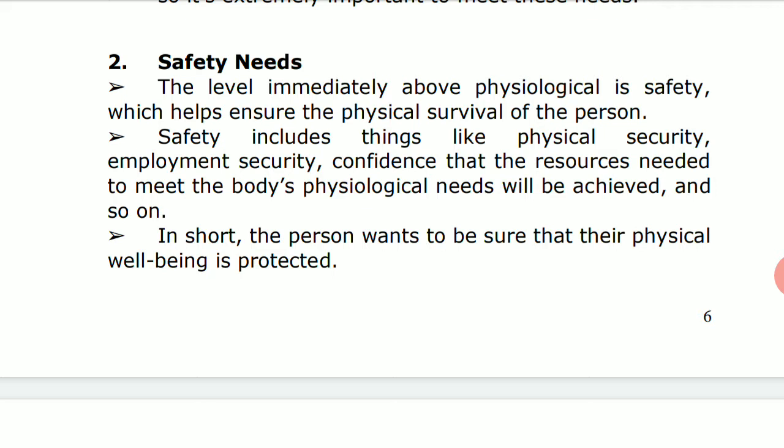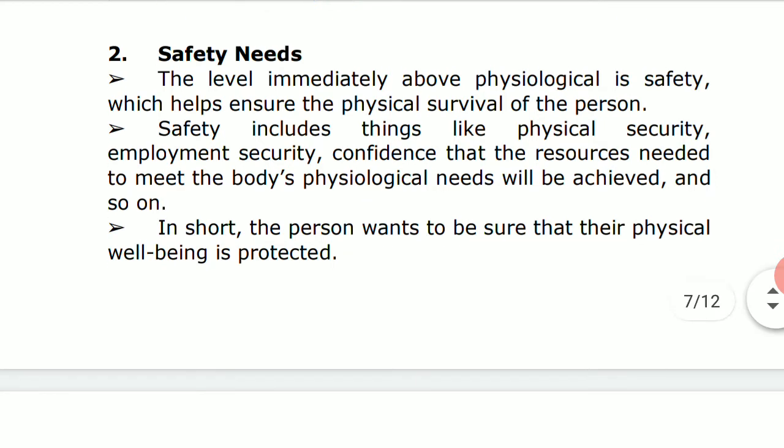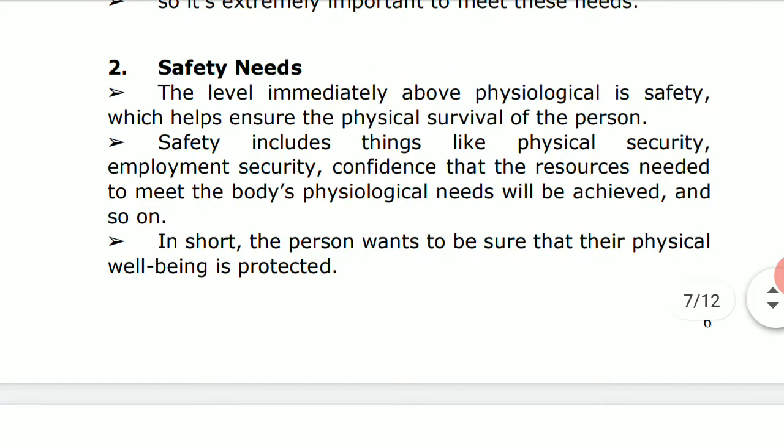Then the second level of need that comes up is said to be safety needs, right? Then the level immediately above physiological is safety need, which helps ensure the physical survival of the person.